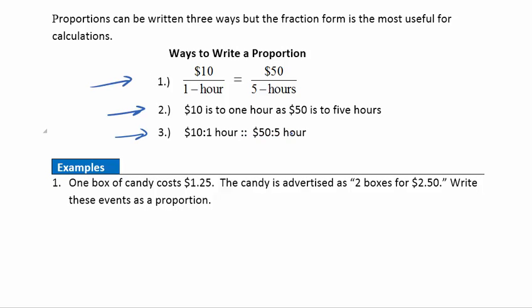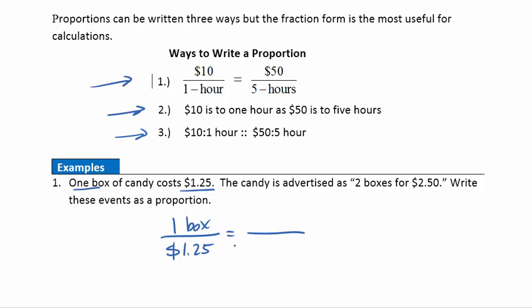Let's take a look at an example now that will help you understand how to write an event as a proportion. Example 1. One box of candy costs $1.25. The candy is advertised as 2 boxes for $2.50. Write these events as a proportion. Well, see here we have one box of candy costs $1.25. And when we write a proportion, we want to definitely write the units in here. So I'm going to say that one box then costs $1.25.